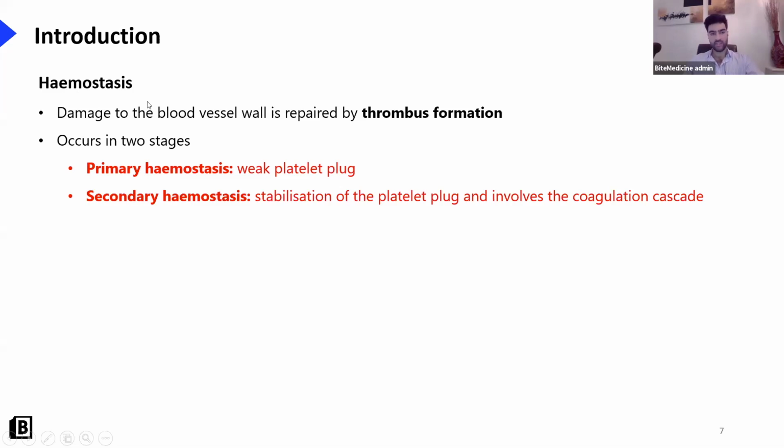So what is hemostasis? It's damage to the blood vessel wall, which is then repaired by thrombus formation. It occurs in two stages, primary hemostasis and secondary hemostasis. In primary hemostasis, you get a platelet plug, and in secondary hemostasis, you get stabilization of that platelet plug, and that involves a coagulation cascade. So primary, we're dealing with platelets, and secondary hemostasis, we're dealing with the coagulation cascade. And this is how a clot forms.